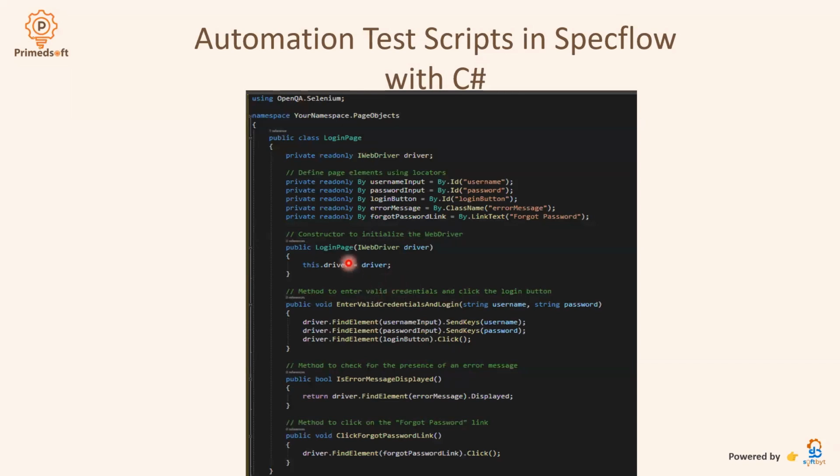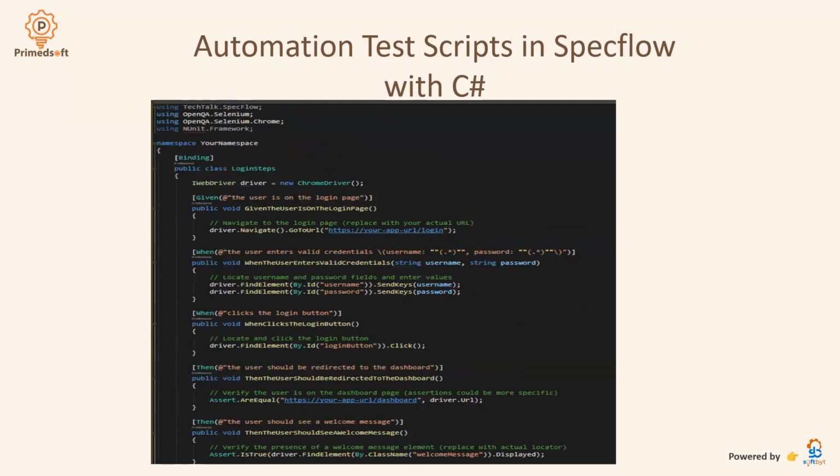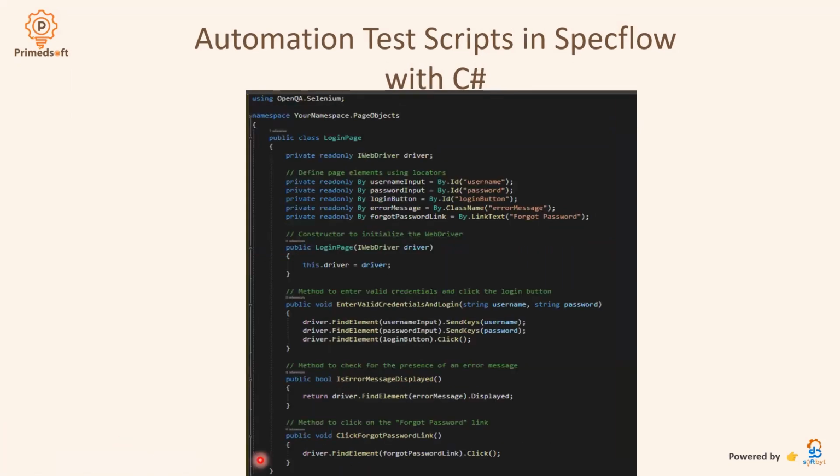This is an example of a page object model. On here, this is page objects. You can see your namespace dot PageObjects. So this is adopting the page object model. With the page object model, you store your elements here. You can see private readonly By username equals By.Id. They've stored it, and then they come under here.